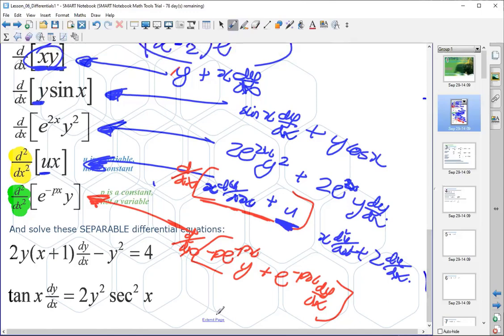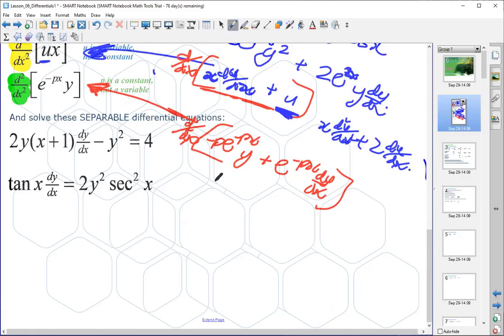Is that a dp by dx on the first time? So p is a constant, so you never get dp by dx. So you're going to get minus p e to the minus px, which is the differential of the first one, times y, plus e to the minus px times dy by dx.